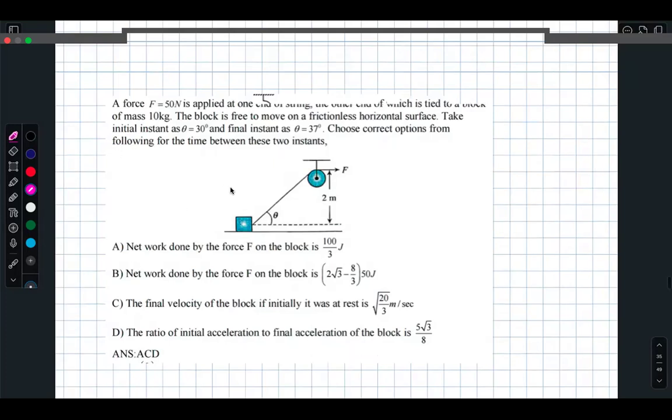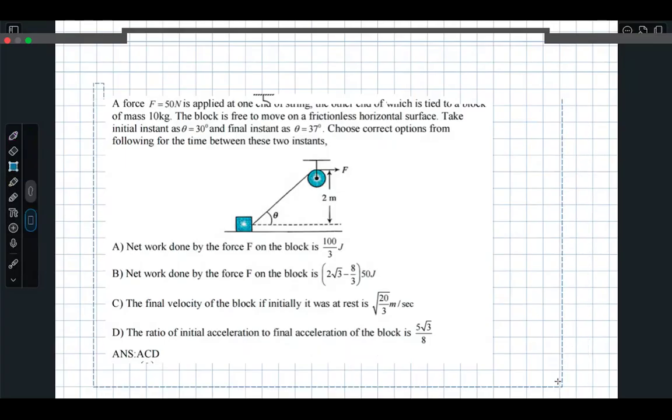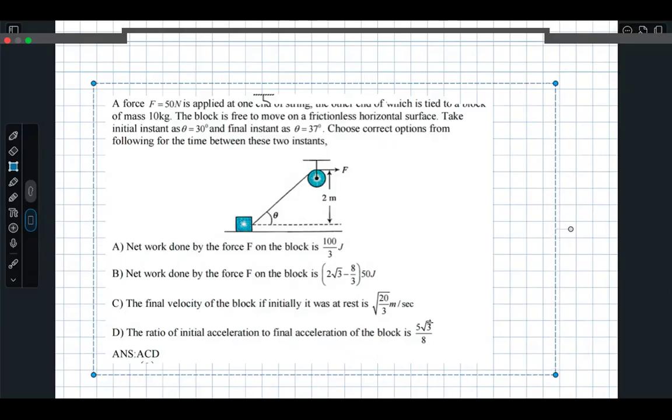Look at this. Immediately work on this. 1 minute.